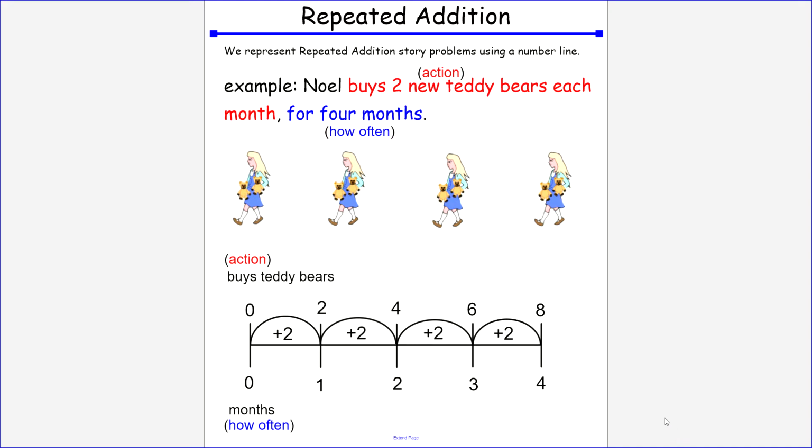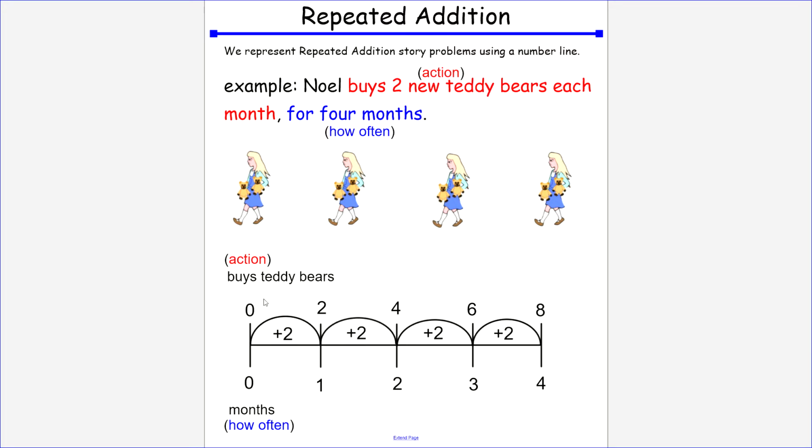You can see that I have shown how many months she did this for, 4 months, and you can see every single month, starting at 0 months and going all the way to 4 months. You can also see that I've shown the action, buying teddy bears, and you can see that each month she buys 2 more, so I add 2 more teddy bears. Plus 2, plus 2, plus 2, plus 2. Each month, she's repeatedly adding the same number of teddy bears. She's getting 2 more when she buys 2 more.